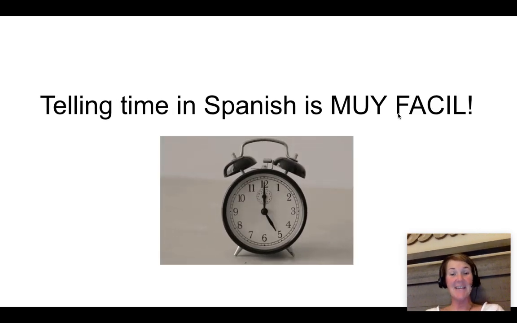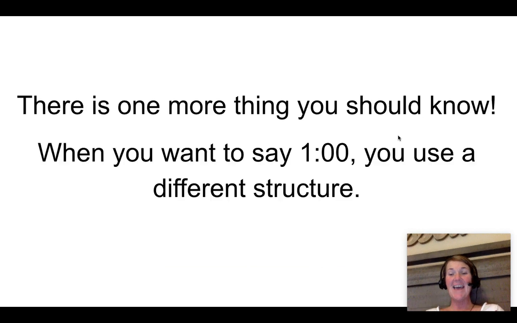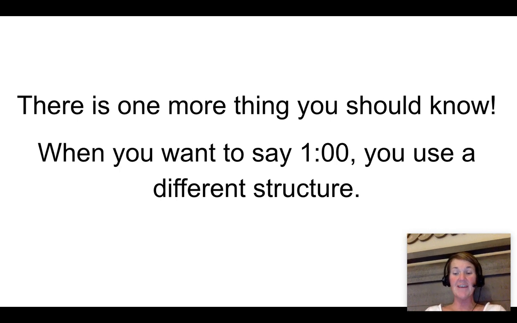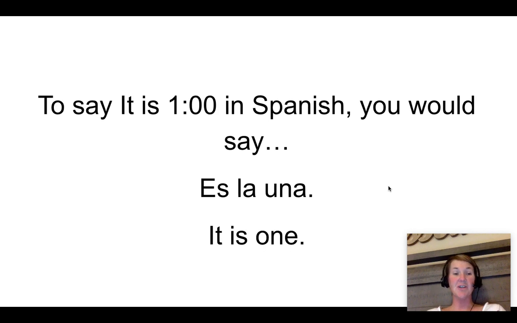Okay, telling time in Spanish is muy fácil. And hopefully you will, like I said, have watched this video or rewatch it, and that's going to help. So the only difference that there is when we're doing time is when we're talking about 1 o'clock. So you use a little bit different structure. To say it is 1 o'clock in Spanish, instead of saying son, you say es la una.